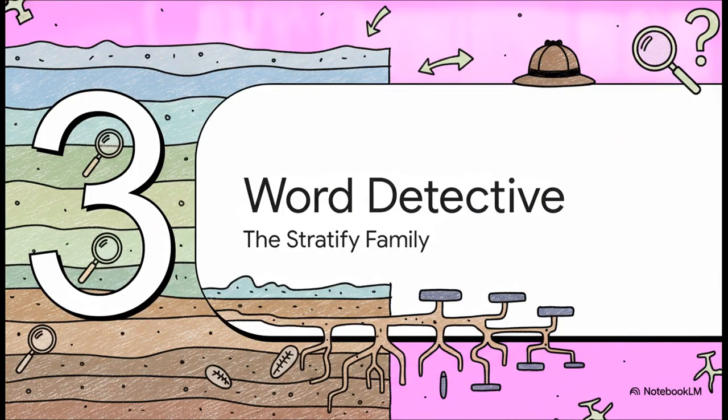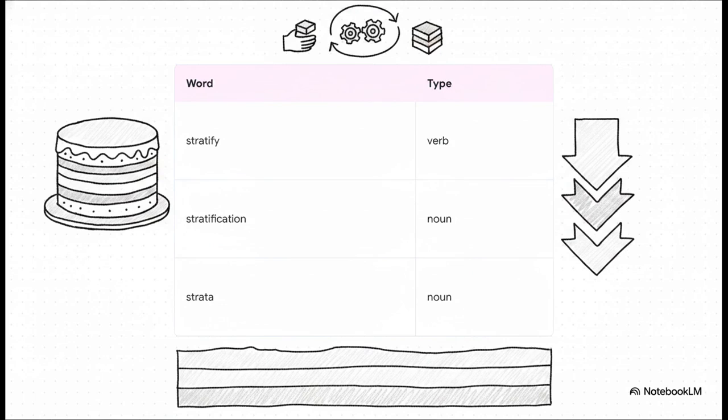All right, Part 3, Word Detective, the Stratify family. One of the absolute best ways to truly master a word is to meet its morphological family. Now, what's really interesting here is how tightly knit this entire word family is. We start with our word of the day, stratify, the verb representing the action of layering. Then we have the related noun, stratification. This is the state or the process of being layered. And finally, strata, which is a noun representing the actual layers themselves. So, you stratify something, which results in stratification, leaving you with visible or invisible strata. They're all built around that identical core concept of the layer cake.